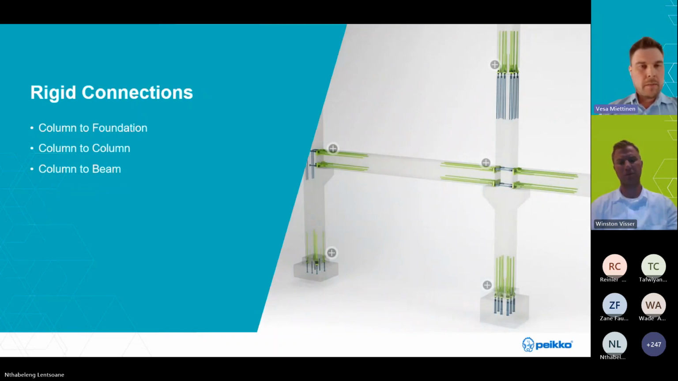But yeah, the main focus today is the rigid connections. Here you can see the places where we can add those rigid connections. So it's column to foundation, and of course column to column where you have the column splicing. You can add the same items there, and today's focus is on the column to beam connections. We will see some samples of how to do column to beam rigid connections, what to take into account, and some design principles for those.